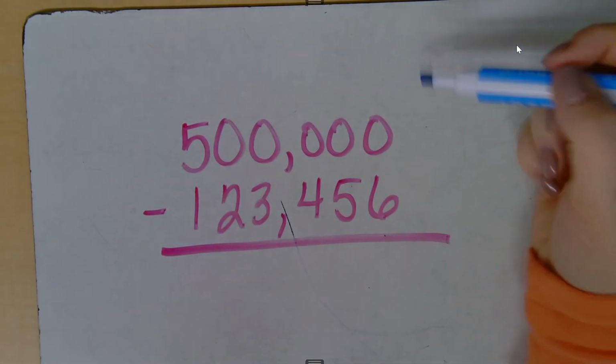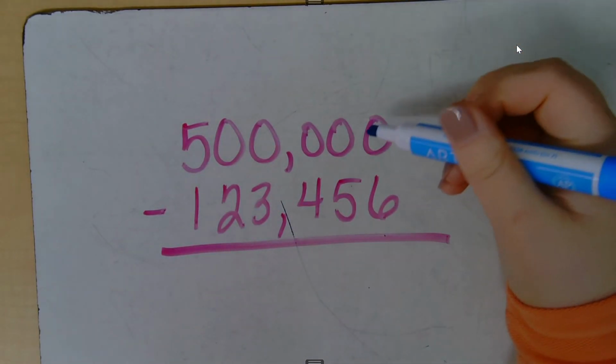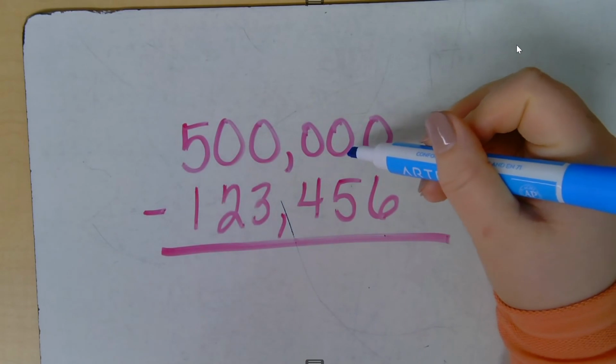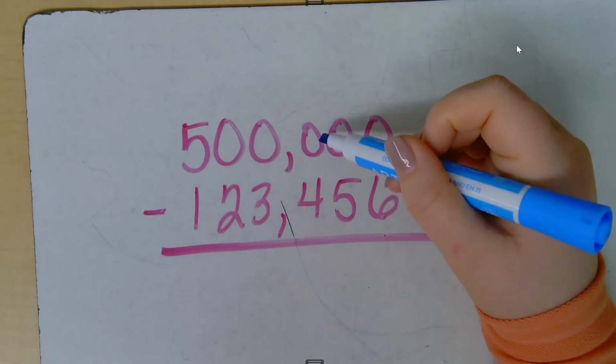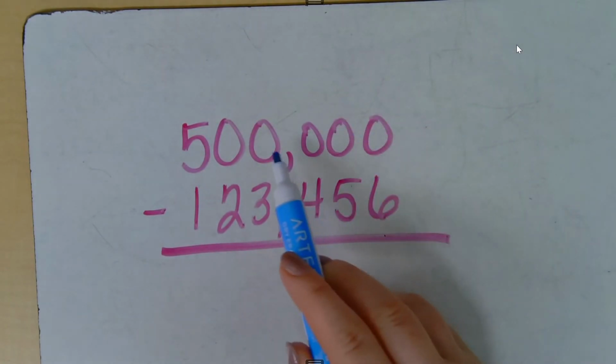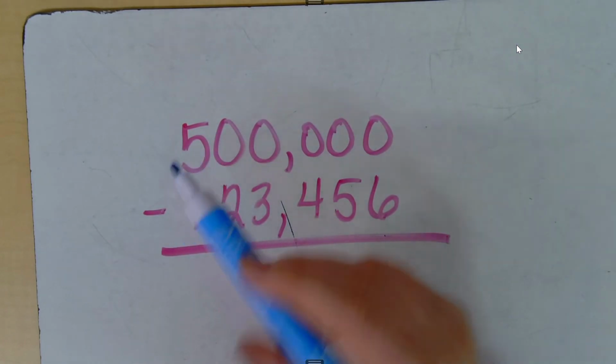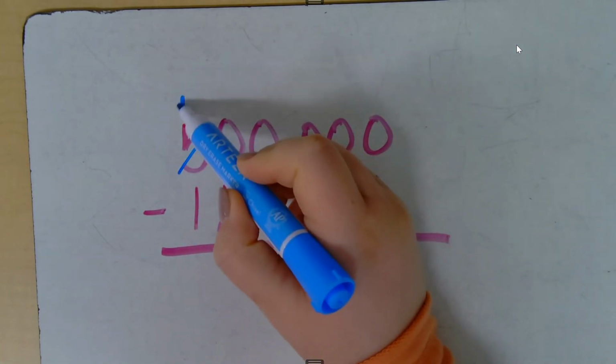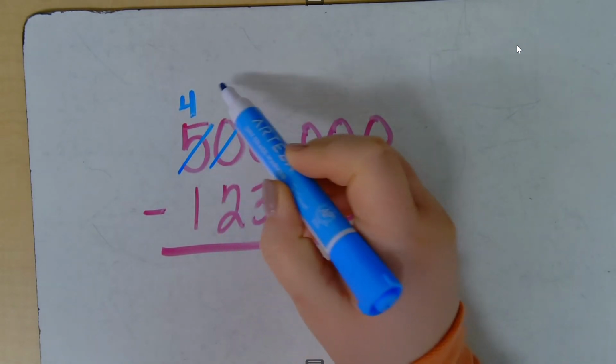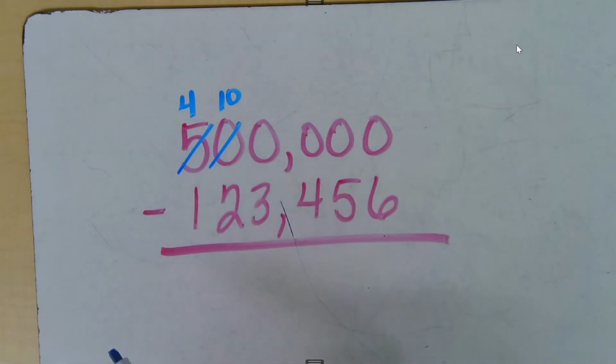Here we go. 0 minus 6, I cannot do it. I go to my neighbor. He can't help me. He goes to his neighbor. He can't help that neighbor. And we keep going all the way down until we find somebody that can help us. So our 5 becomes a 4. Our 0 becomes a 10. Okay?